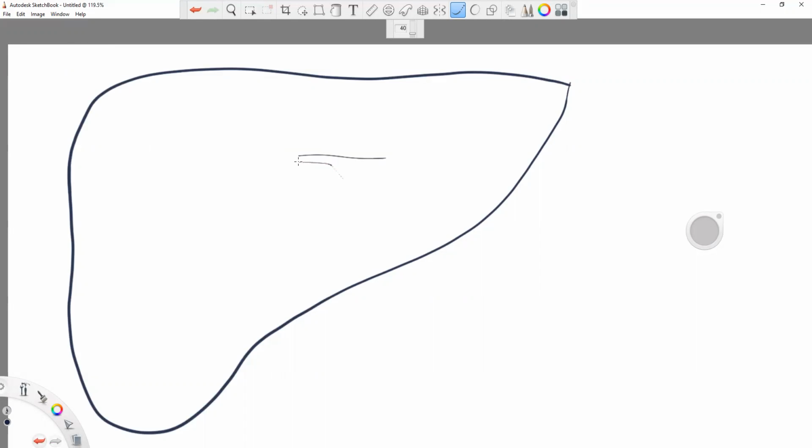So one of the first things I want to talk about is this guy. You know the guy. Obviously doesn't always look just like that, but oftentimes does. I call him the little man. This is the umbilical segment of the left portal vein.